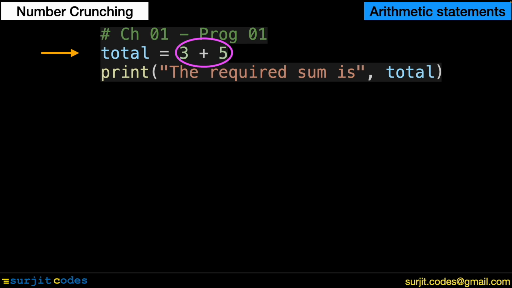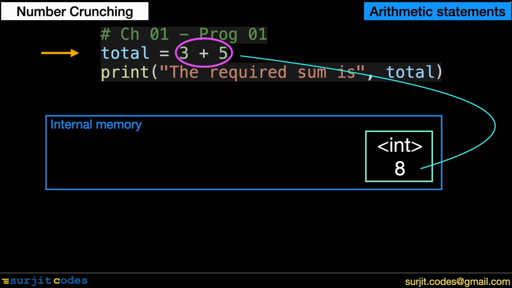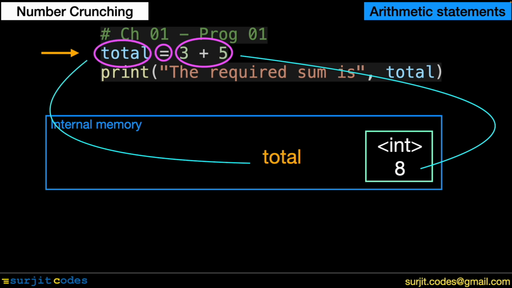Python solves this expression for us and stores the result in its memory. Along with the value of the result, that is 8, it also stores its data type, which is integer. This means that the result of the arithmetic expression 3 plus 5 is integer 8. Assignment operator links the two sides of the Python statement in the memory of the computer, for which it saves the variable name also in the memory and links it with the result of the expression.